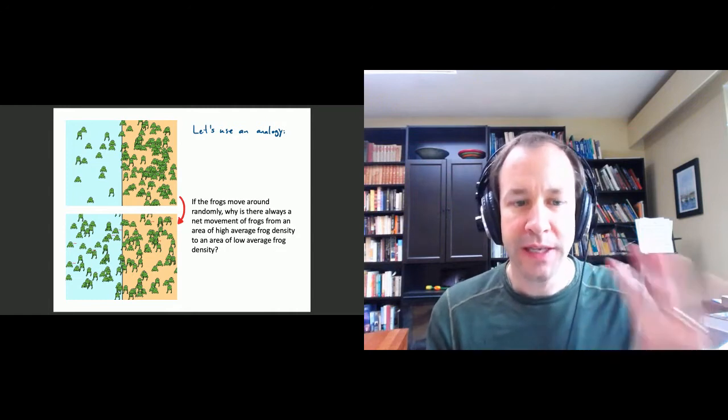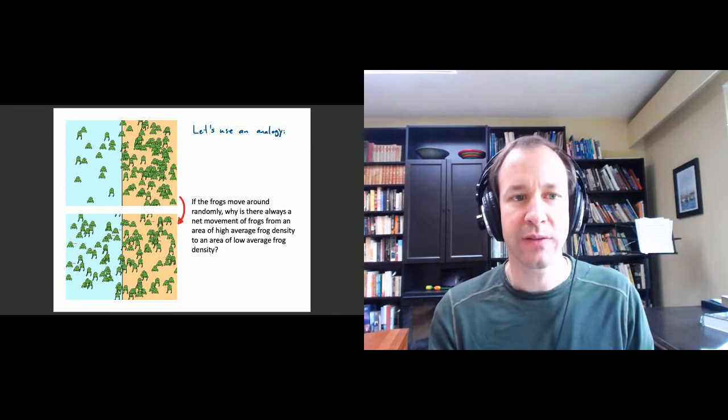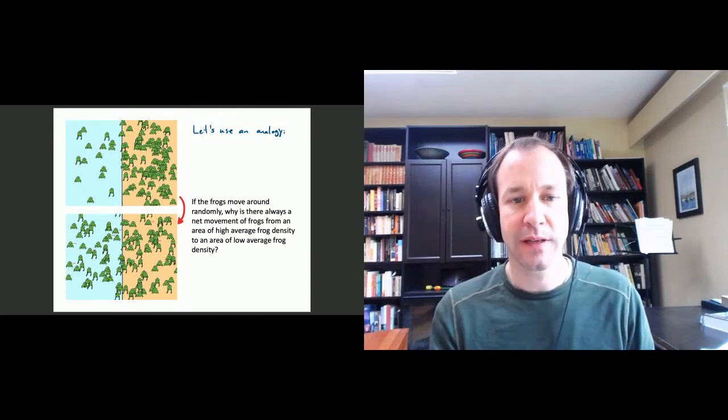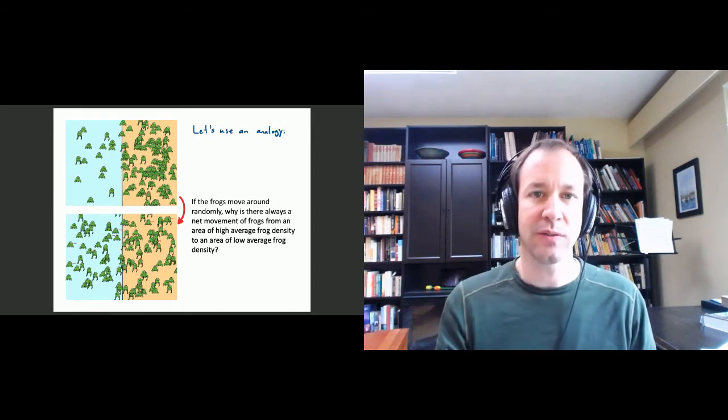So thinking about this frog simulation, what we started with was a situation where there were many frogs on the right-hand side and just a few frogs on the left, say 10 frogs on the left. And we observed that we always went to the situation where there are more frogs than there used to be on the left and less frogs than there used to be on the right.